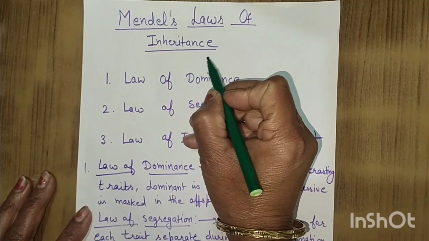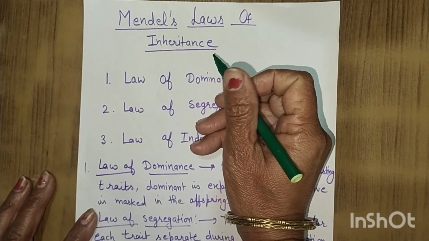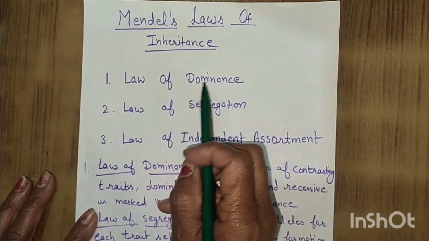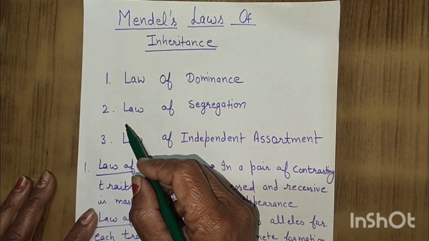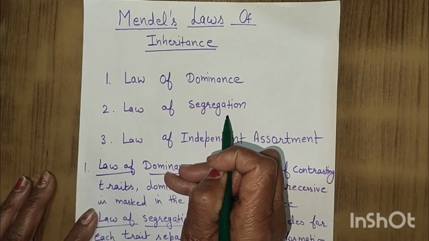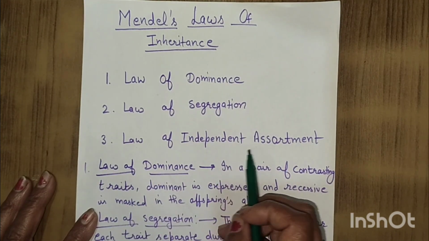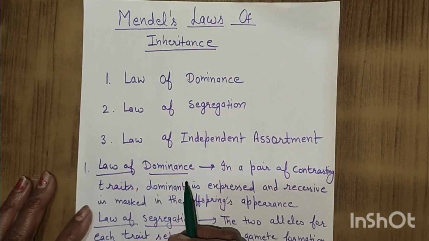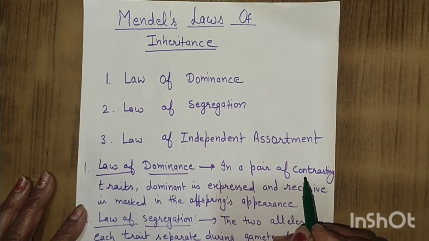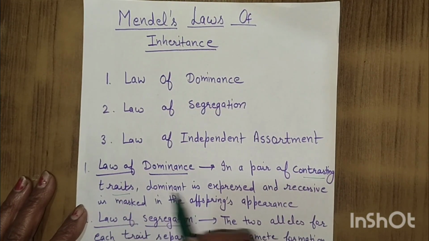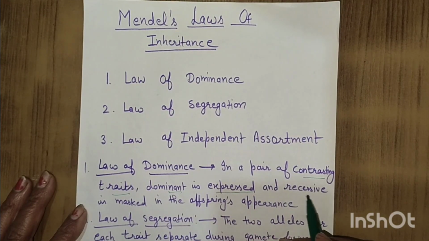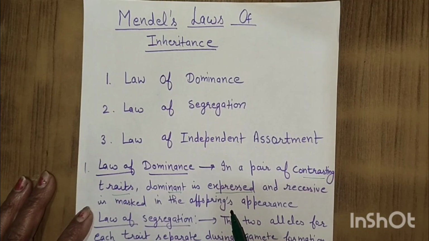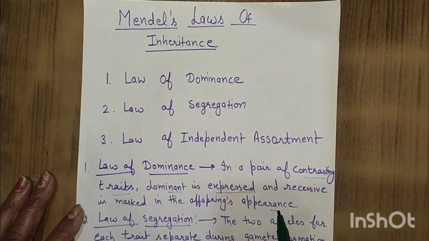Mendel's laws of inheritance. There are three laws of Mendel. First is the law of dominance, second is the law of segregation, and third is the law of independent assortment. First is the law of dominance. In a pair of contrasting traits, the dominant is expressed. The dominant trait can express, and the recessive is masked in the offspring's appearance.